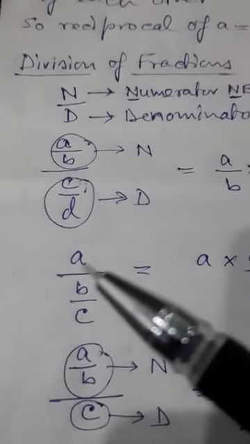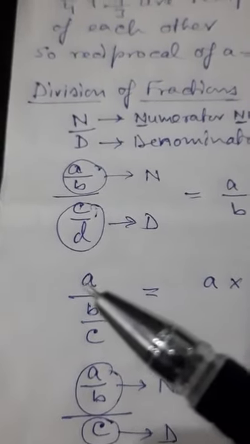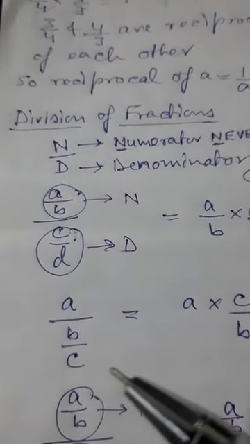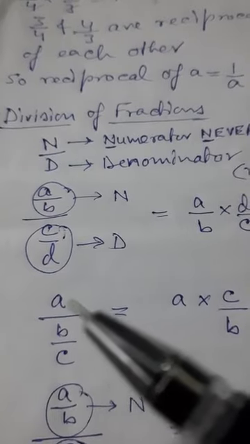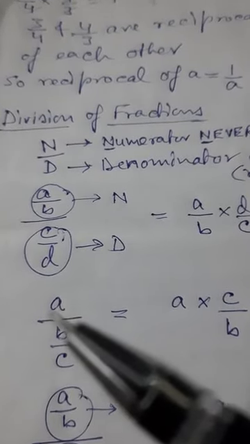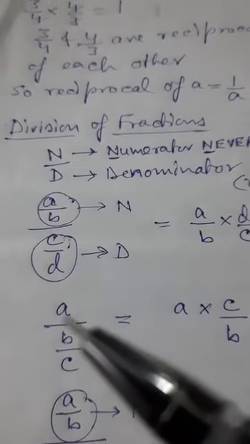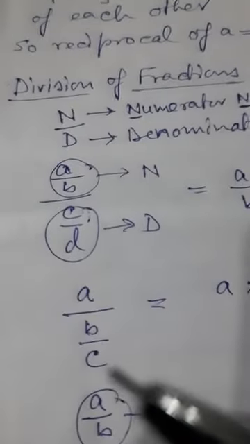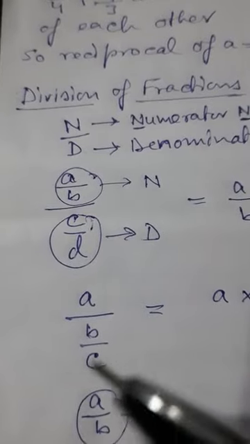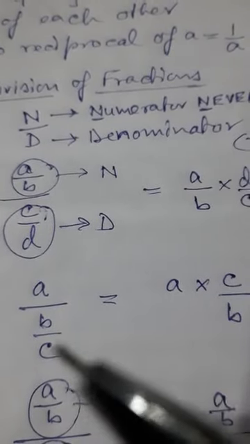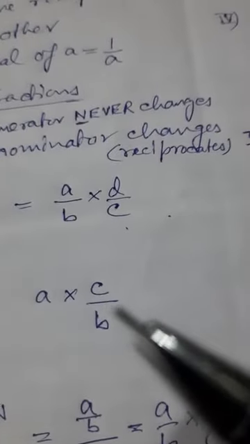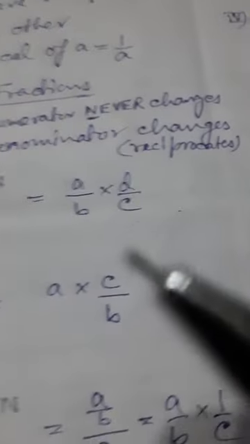Now let us take another example. Here numerator is not a fraction, but denominator is a fraction. So numerator never changes whether it is a fraction and not a fraction, so you don't have to worry about it. Write numerator as it is. So a we will write as a only, and denominator, when gets converted from division to multiplication, it will get reciprocated. So A multiplied by C by B.